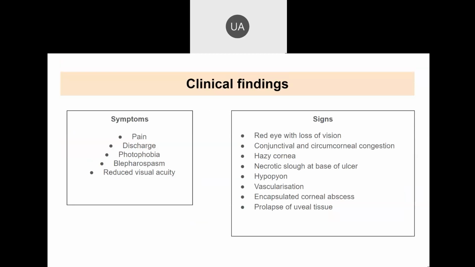So the clinical findings: usually the patient presents with pain and discharge. The discharge in bacterial is mucopurulent, while in fungal it is watery. And the patient can have photophobia, blepharospasm, or eye twitching, and reduced visual acuity. The signs may present as red eye with loss of vision, conjunctival and circumcorneal congestion, hazy cornea, necrotic slough at the base of the ulcer. Hypopyon is the pus cells in the anterior chamber of the eye. There may also be vascularization, encapsulated corneal abscess, and prolapse of uveal tissue. Next.